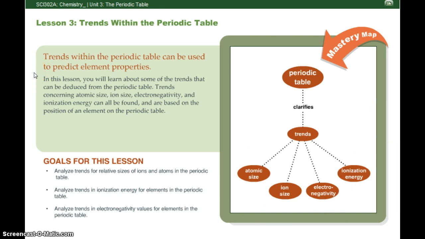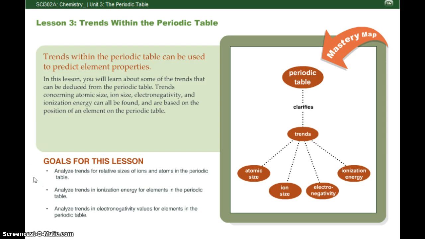Trends within the periodic table can be used to predict element properties. In this lesson, you will learn about some of the trends that can be deduced from the periodic table. Trends concerning atomic size, ion size, electronegativity, and ionization energy can all be found and are based on the position of an element on the periodic table.